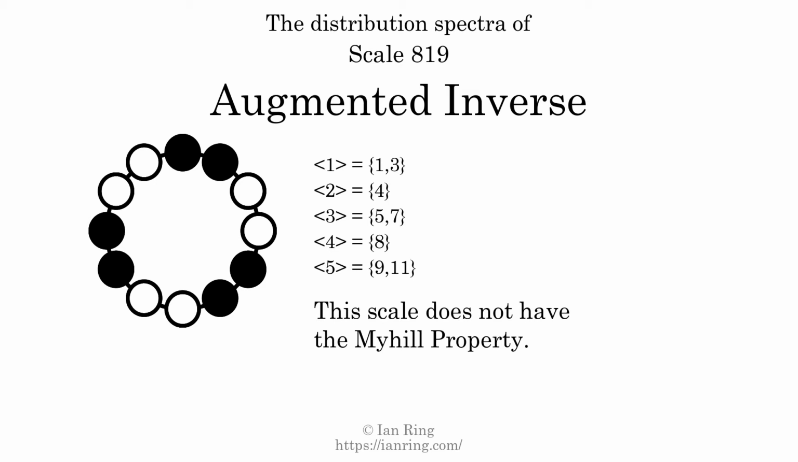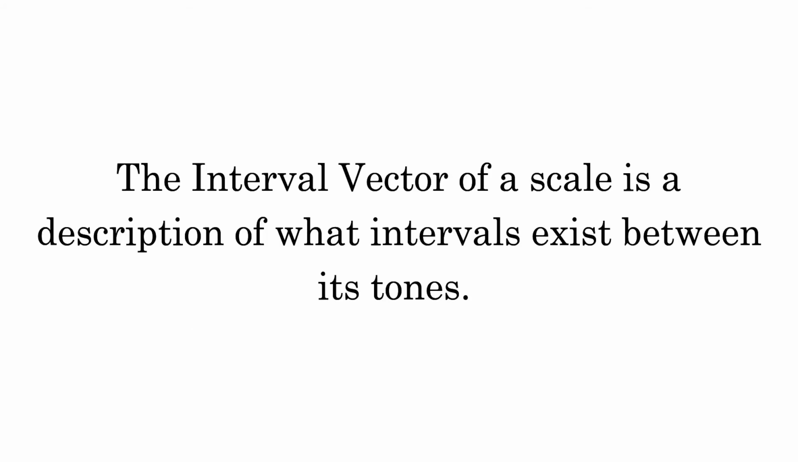This scale does not have the Myhill property. Since each specific interval appears in only one spectrum, this scale is strictly proper. The interval vector of a scale is a description of what intervals exist between its tones.